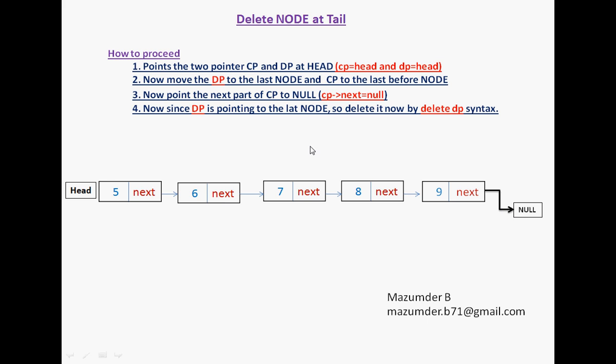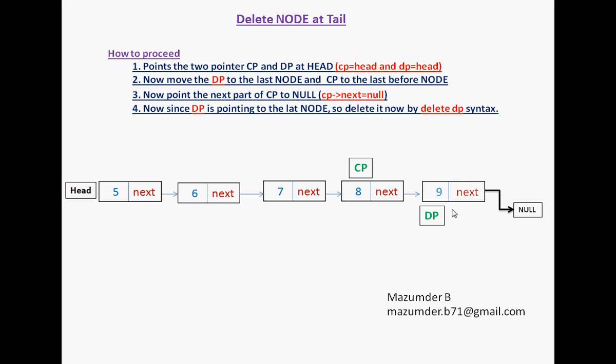Now we will create two pointers, CP and DP. We will move the CP from head to the last node. Now CP is pointing just before the last node. Now we are moving the DP, the delete pointer, to the last node. Now we can see here CP is pointing at this node and DP is pointing to the last node.